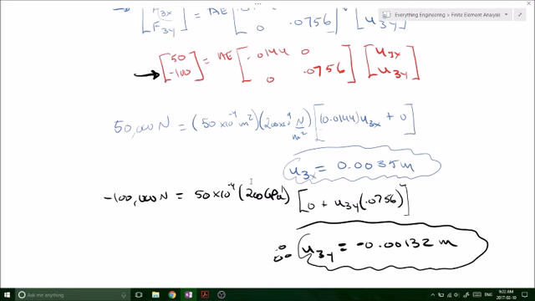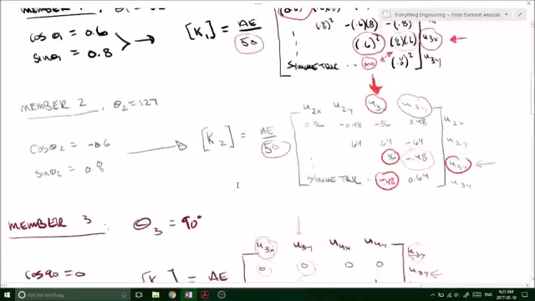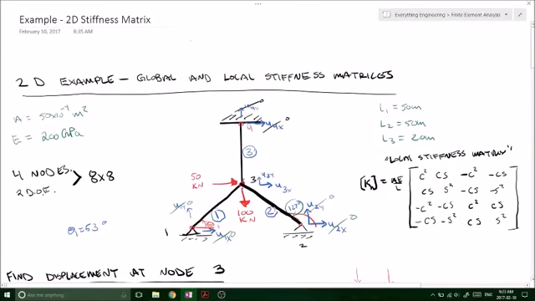And I'll make a separate video where I solve for the internal forces for the same system using the same approach with all the same values. But for now, this was all we needed to do. We needed to solve for the nodal displacements at node number 3. Our U3x and our U3y was done.